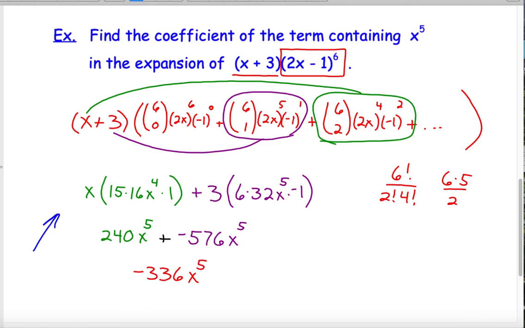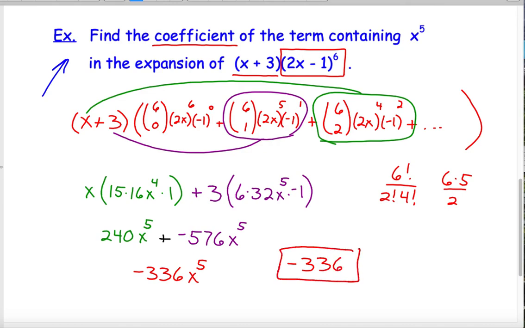Pretty happy with myself. Think I did everything okay. I should double check, make sure I didn't make any arithmetic mistakes. But what I always want to make sure that I do when I finish a problem that requires a lot of computation and small pieces is reread the directions. And my directions say, find the coefficient of the term containing x to the fifth. So the correct answer to this would be negative 336. I don't want to include x to the fifth in my answer.